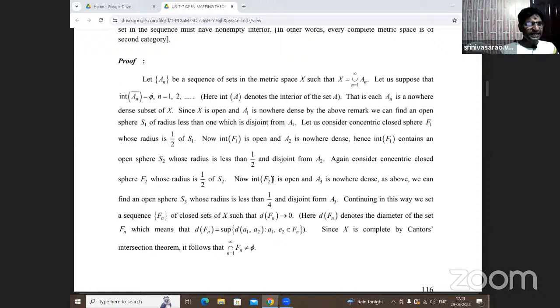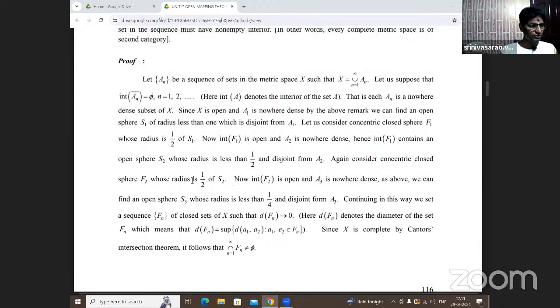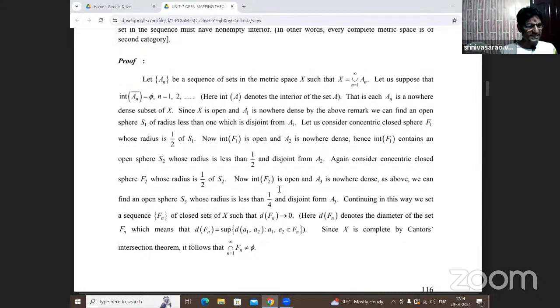Now suppose the interior of F2 is open and A3 is also nowhere dense. Similarly, the third concentric closed sphere, of the open sphere S3, has radius less than 1/4, that is 1/2 squared, and is disjoint from the third subset.